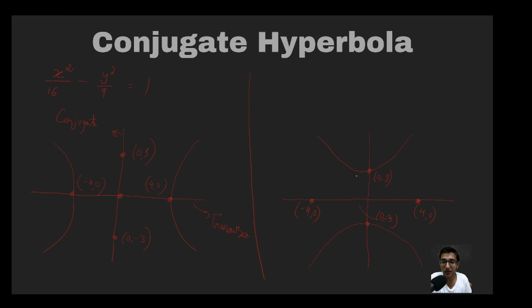Now if I was to write down the equation of this, again this is my transverse axis and this is my conjugate axis. Now if I were to write down the equation of this, how would I write it? y square by 9 minus x square by 16 is equal to 1. So this is my equation.